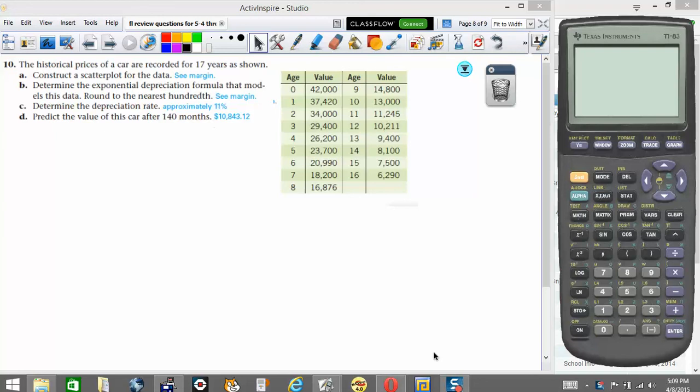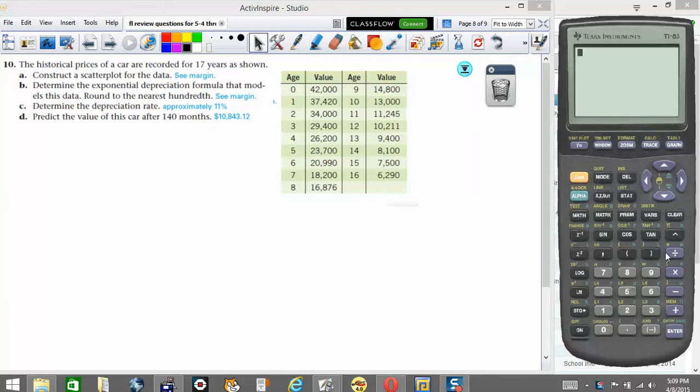All right, the historical prices of a car are recorded for 17 years as shown. Construct a scatter plot for the data. Determine the exponential depreciation formula that models this data, rounding to the nearest hundredth. Determine the depreciation rate, and then predict the value of this car after 140 months.